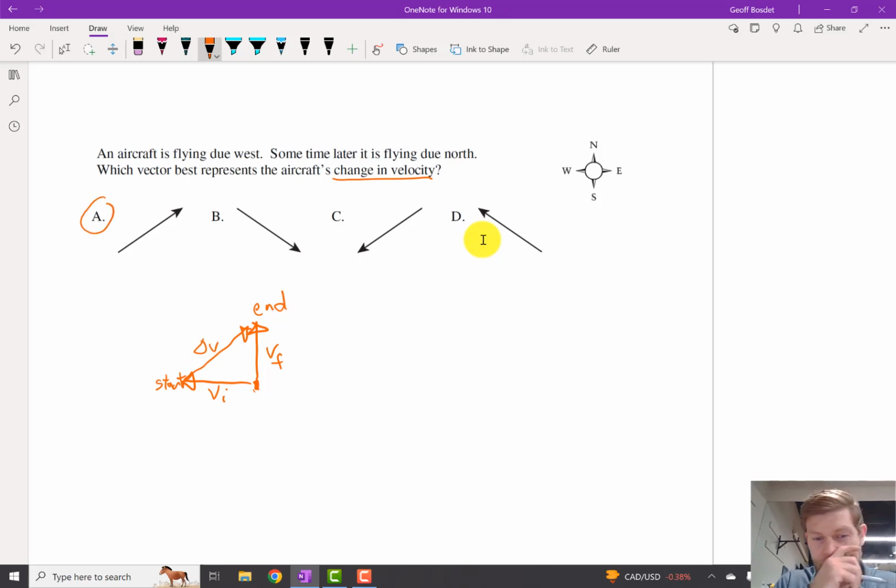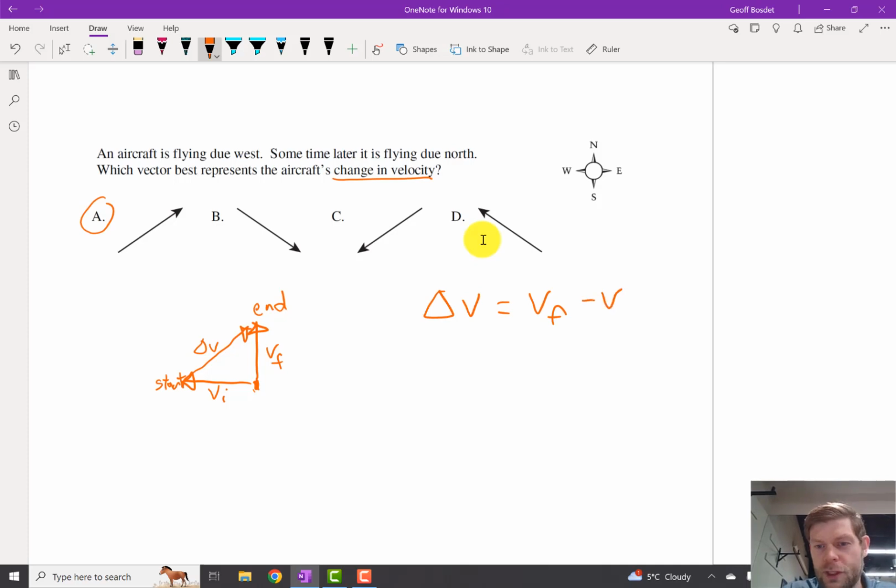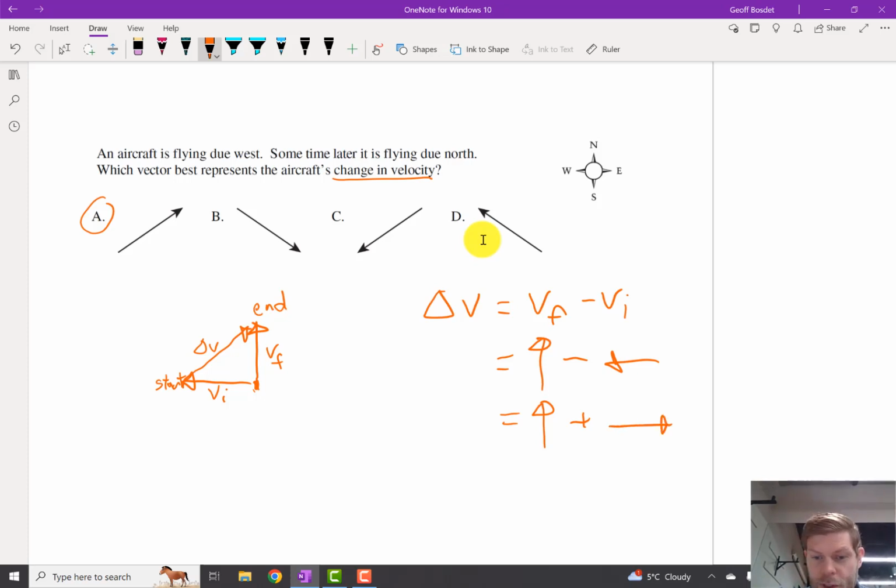So the answer is A. If you prefer the more mathy way, the whole change in velocity is always VF minus VI, because change in anything is always final minus initial. That would be my final vector minus my initial vector. And if you're subtracting a vector, you're basically adding the opposite of it. So that's the same as plus this. And if you want to add vectors, you just draw them tip to tail. And so we can do this.